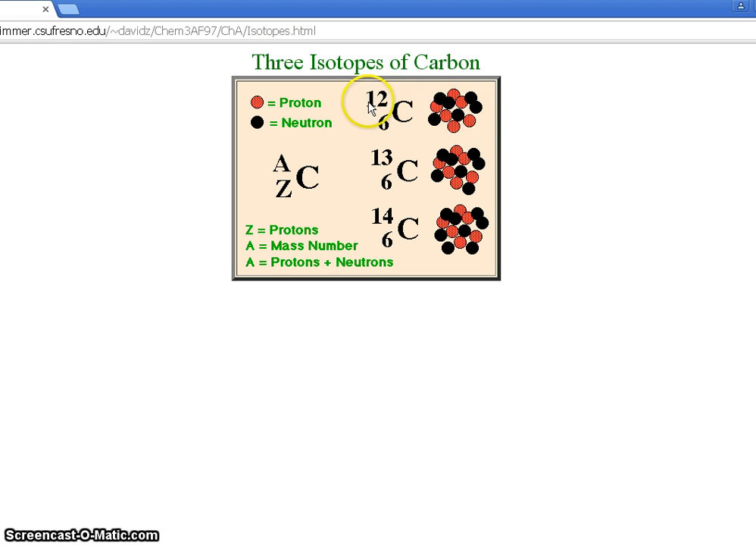So its mass number would be 12, 6 plus 6. Carbon-13 has 6 protons but 7 neutrons, so its mass number is 13. Carbon-14 has 6 protons but 8 neutrons, so its mass number is 14.